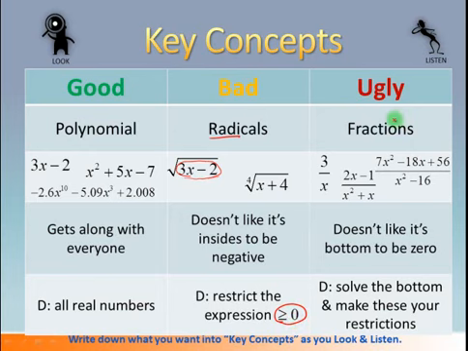Third category is the ugly. That's the fractions. If it's a fraction, then we're going to look at the denominator, and we do not want the denominator to be 0 because we cannot divide by 0. So we're going to look at what value or values make the denominator 0. Let's go through some examples.